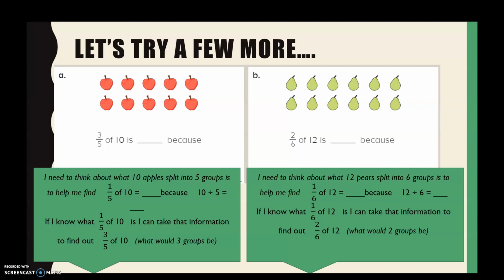Same thing with the pairs. You have 2/6 of 12. So the first thing I need to figure out is if I have 12 pairs and splitting them into 6 groups. Again, 6 because that was my denominator. That's going to help me find out 1/6 of 12.